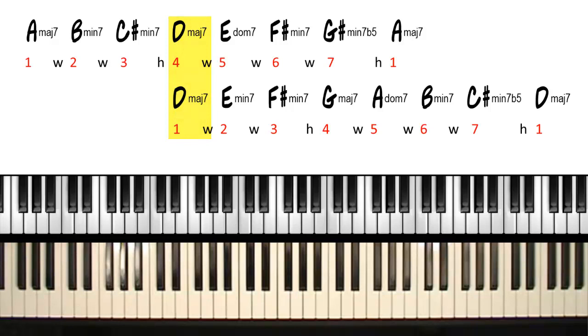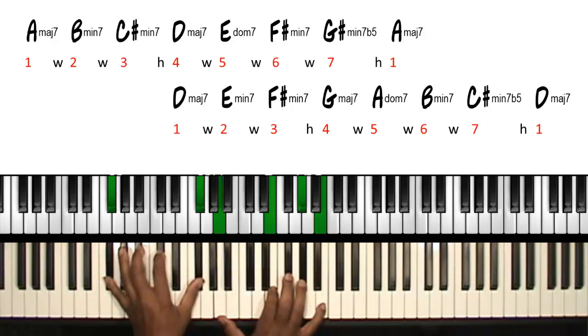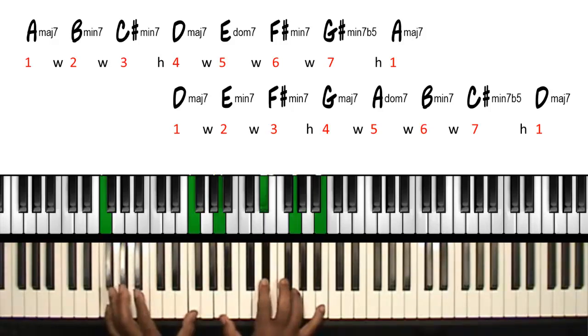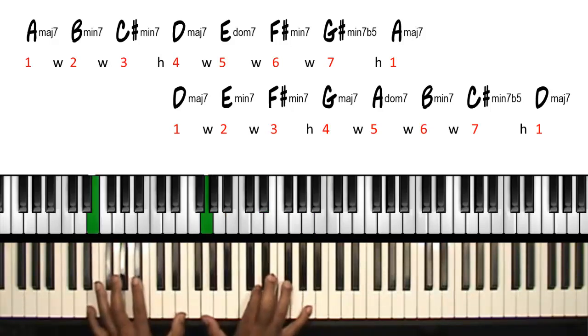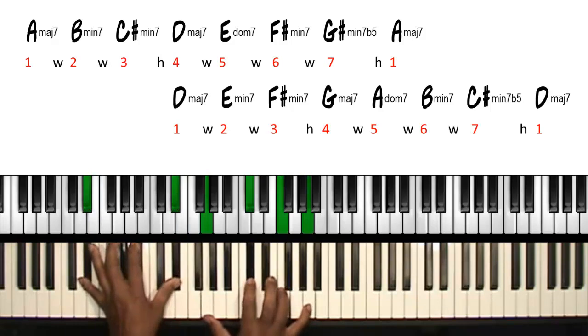Now this chromatic progression sounds like this. It goes from the F sharp to the F, from the E to the D sharp, and then to the D.